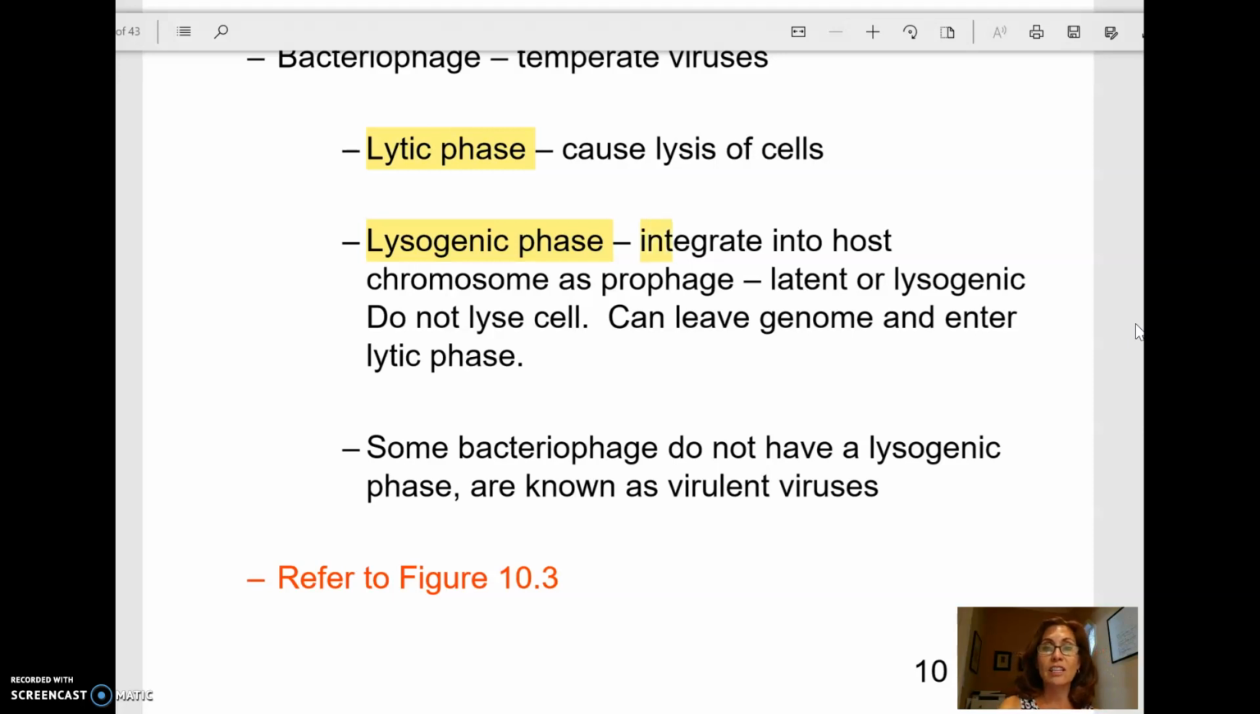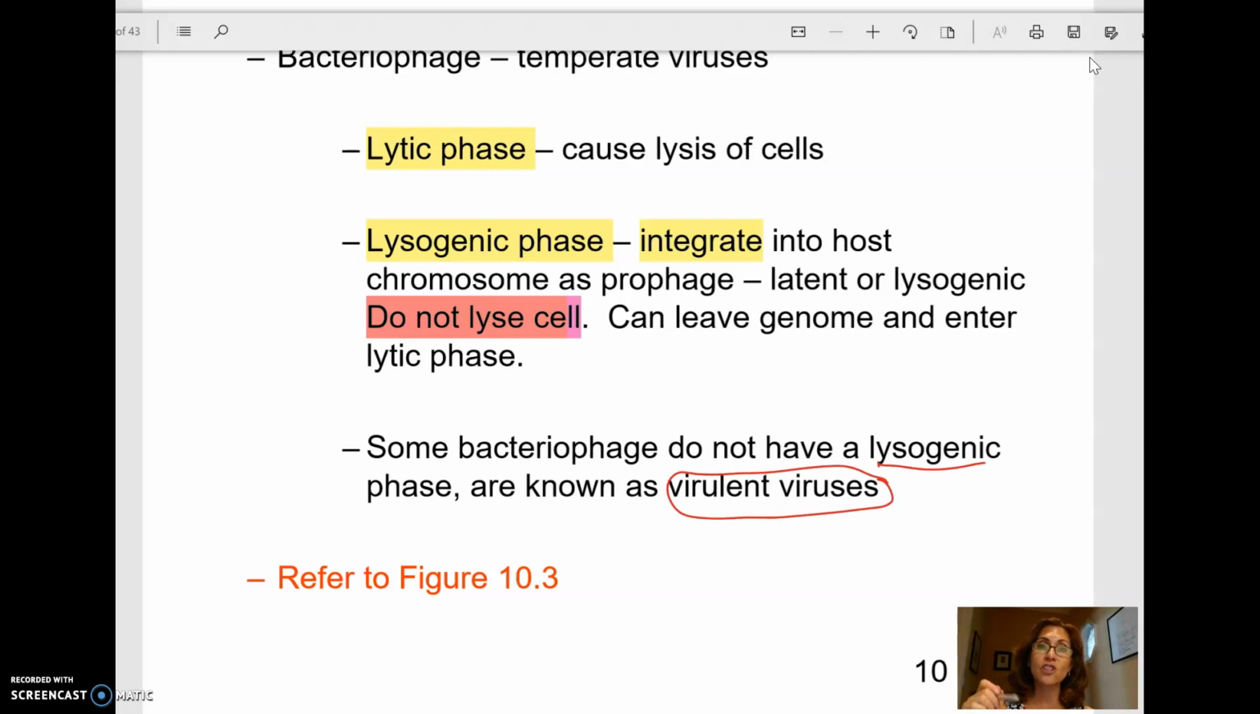Do not confuse lysogenic with lysis. Lysogenic is where you have integration of the host chromosome and the viral chromosome to make what we call a prophage, okay? This does not lyse the cell, all right? You must understand that this does not lyse the cell. Lysogenic simply allows the bacteriophage to integrate its genome into the infected cell. And some bacteriophage don't even have a lysogenic cycle, all right? And these are known as virulent viruses.